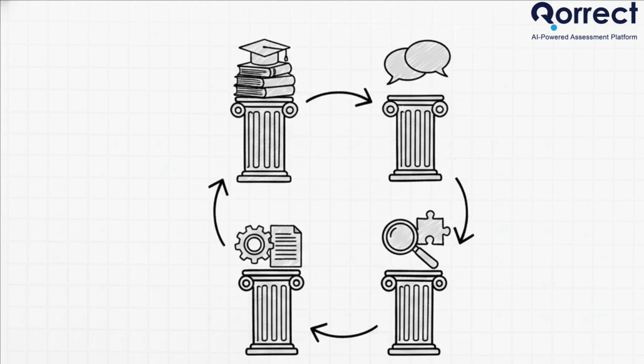Think about it. If an entire cohort is struggling with a specific module, that data is basically waving a red flag to university leaders that the curriculum itself might need an overhaul. It is a completely interconnected cycle of continuous improvement.